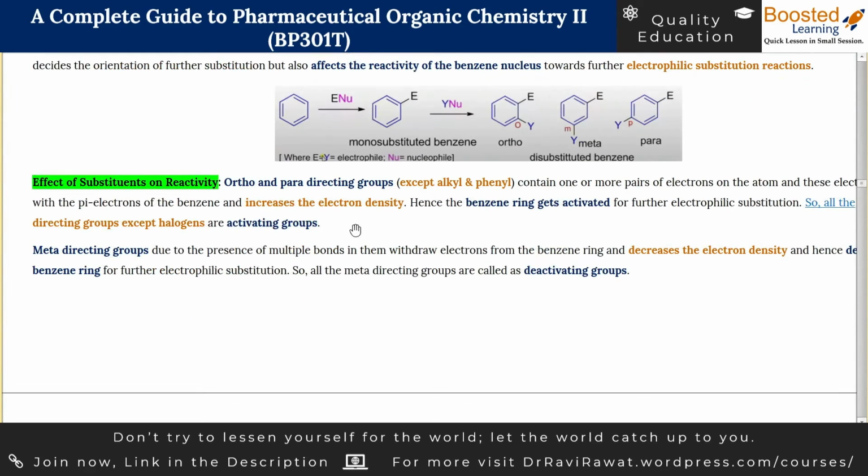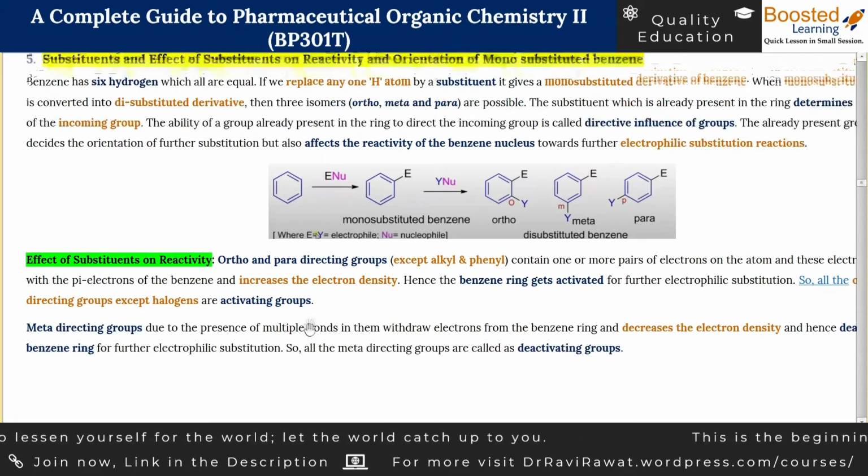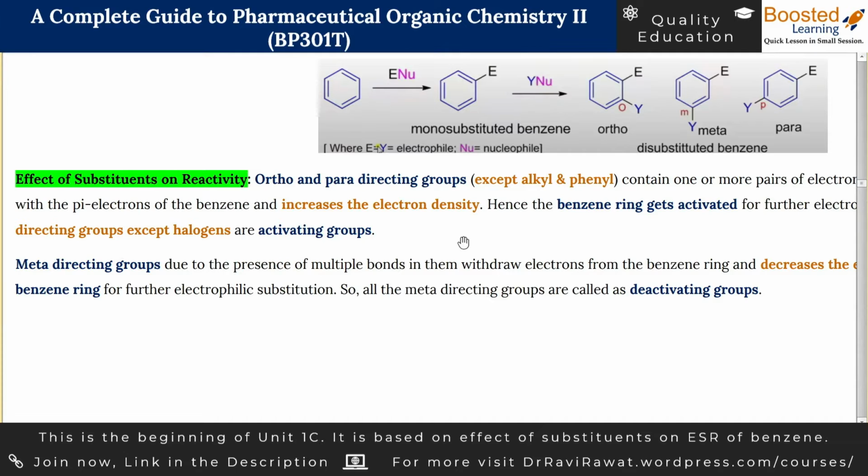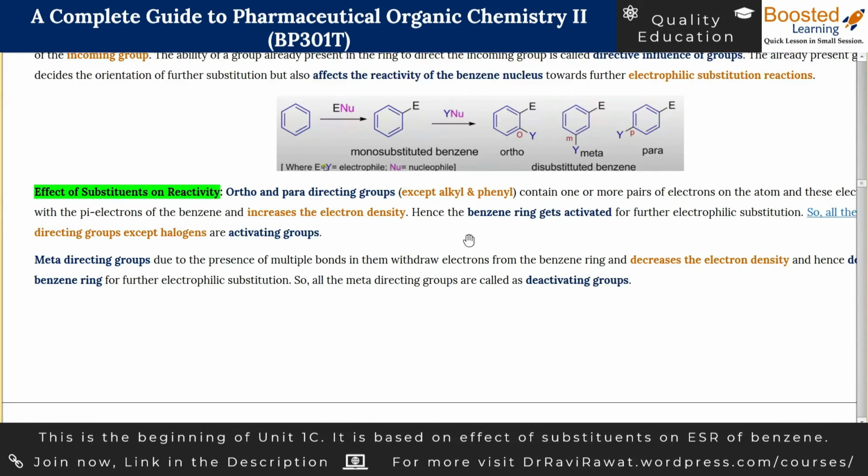Now let us start discussing the effect of substituent on one part, that is reactivity. With reactivity we mean whether the second reaction is going to get easier. Will the reaction rate increase, or will the reaction rate decrease and the reaction get tougher? This will depend upon the already present substituent. If the reaction rate can be improved, this group would be called an activating group. Otherwise, if the reaction rate decreases, the group would be called a deactivating group.